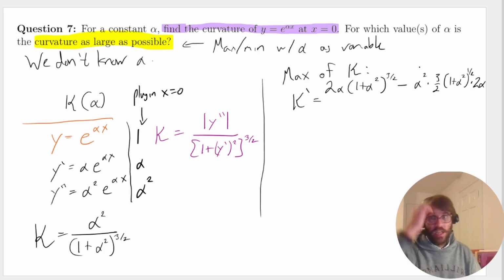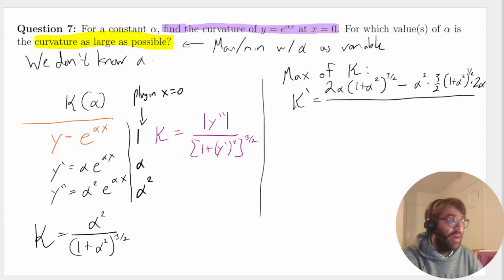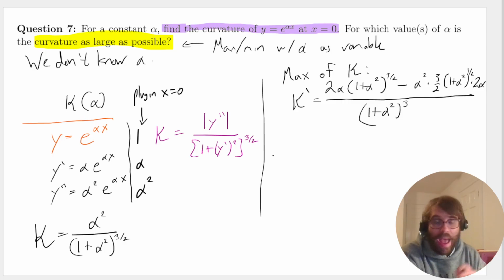So you should double check that derivative, in particular, starting with the 3 halves, that is the derivative of the denominator. I need to put it over the denominator squared, 1 plus alpha squared to the 3 halves squared, which just cancels out the half exponent. This is k prime, and when we're trying to find maximums or minimums, we take the derivative, set the derivative equal to 0, and find those critical points here.